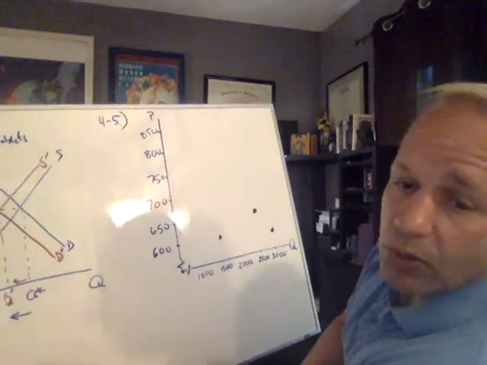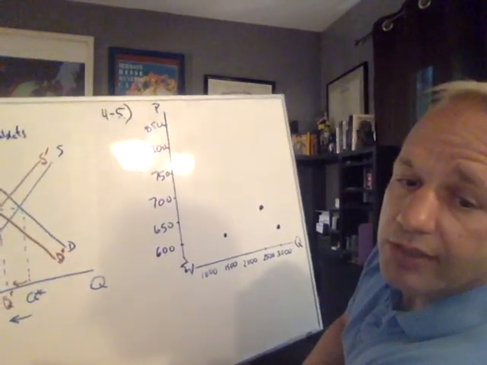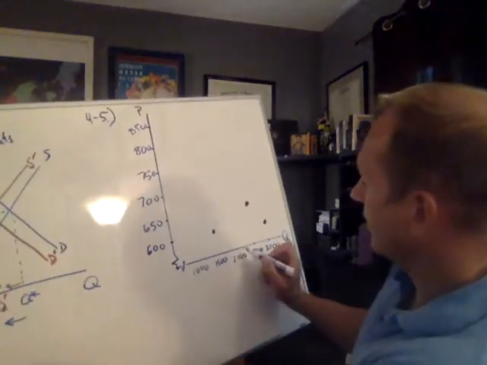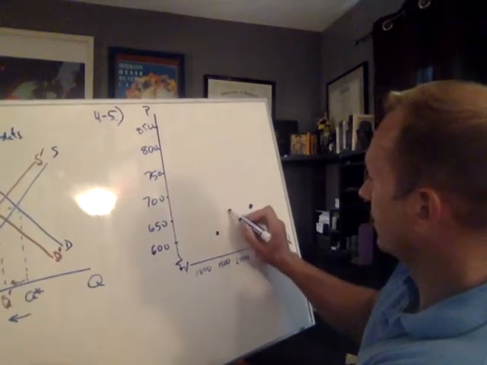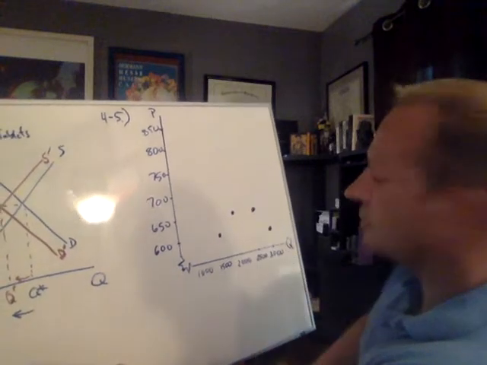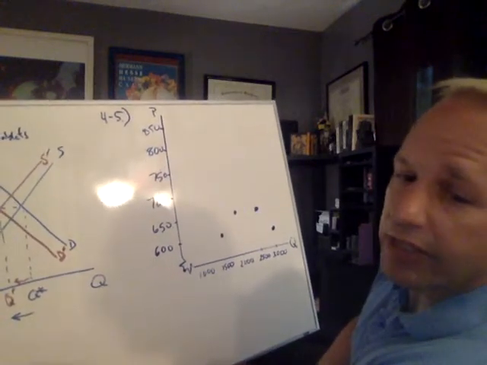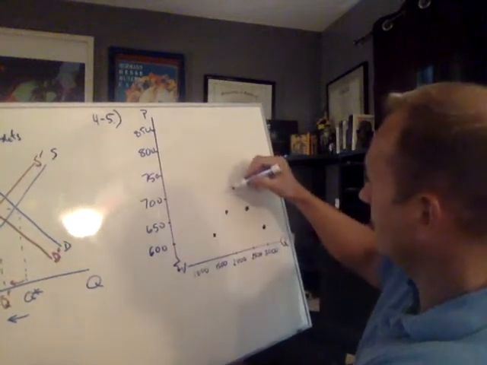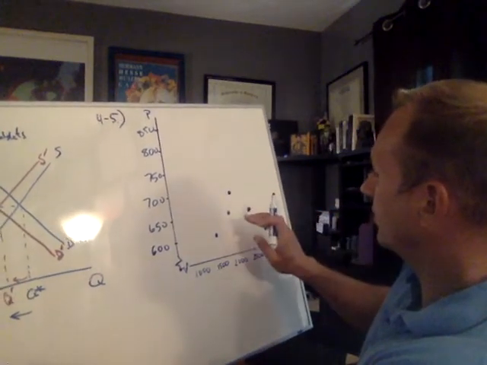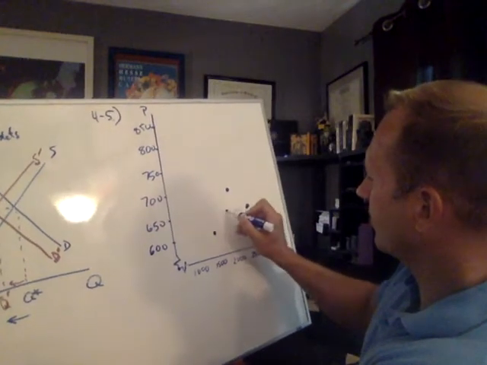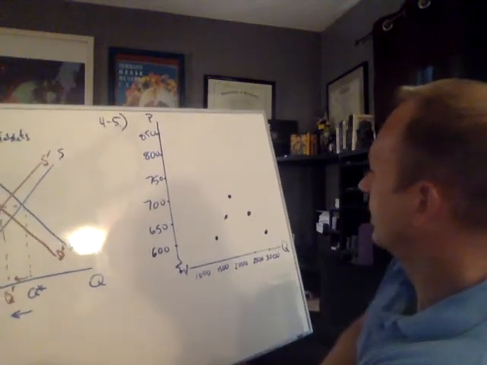At 650, the quantity supplied, of course, rises and it goes to 1800, which would be somewhere just left of 2000. So somewhere up here, like that. And we know at 700, they are equal at 2000. I'm going to have to fudge this just a little bit. Let me move this over just a little bit left so I can make these straighter. Okay.